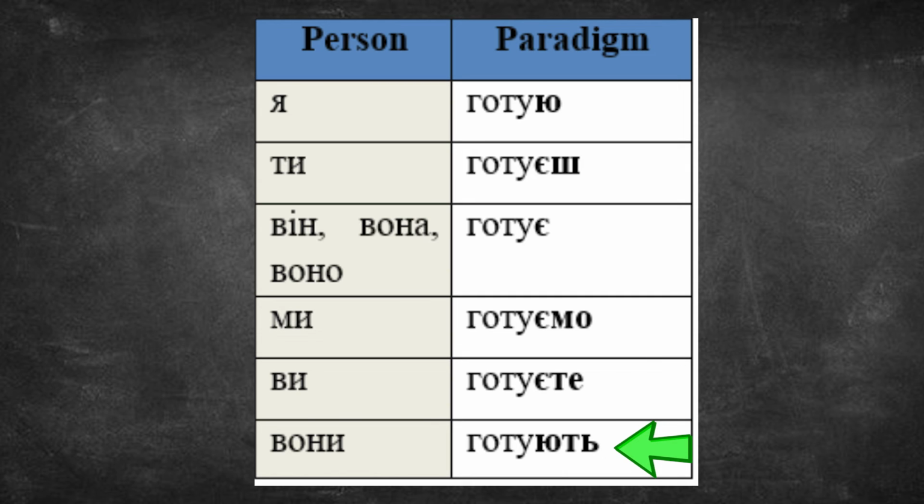And now let's quickly repeat all these forms without the person. Repeat after me, please. Готую, готуєш, готує, готуємо, готуєте, готують. Okay, you're doing good. У вас виходить дуже добре. And please, it's a task for you, personally for you. Це особисто для вас вправа. Conjugate other verbs like this.